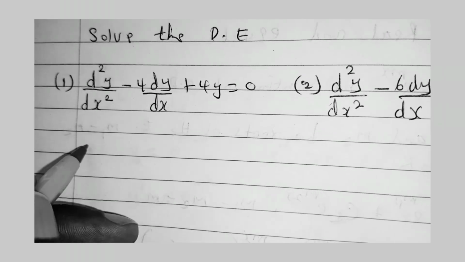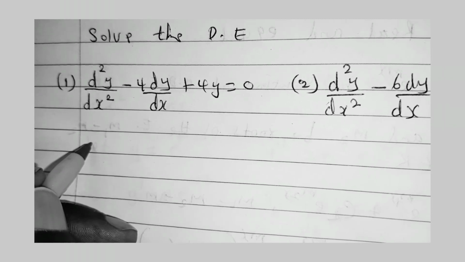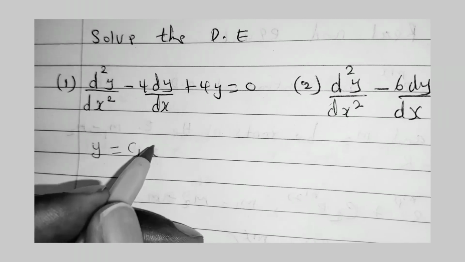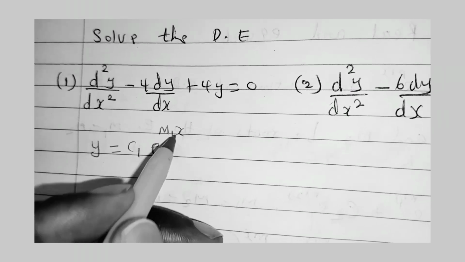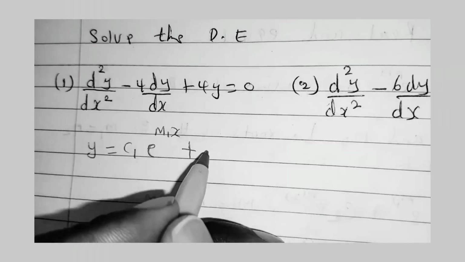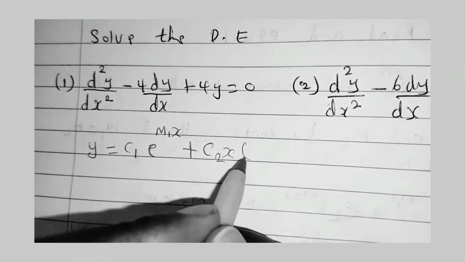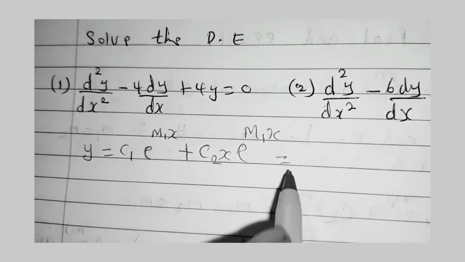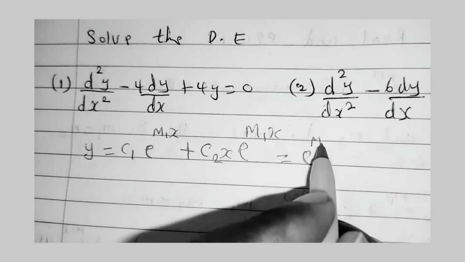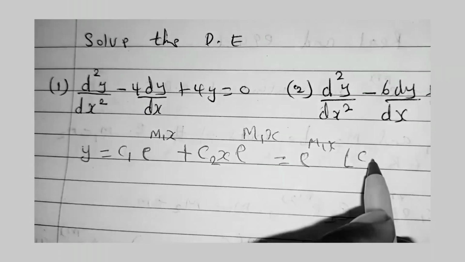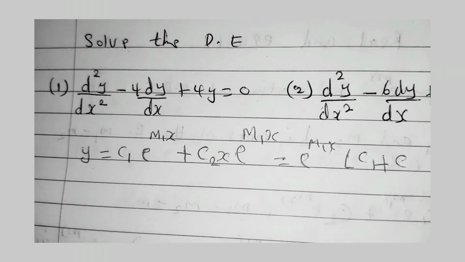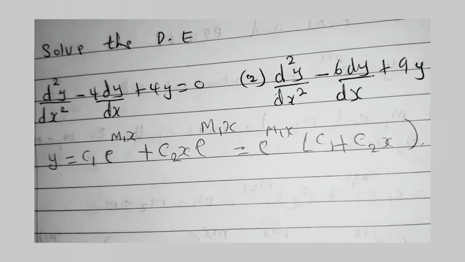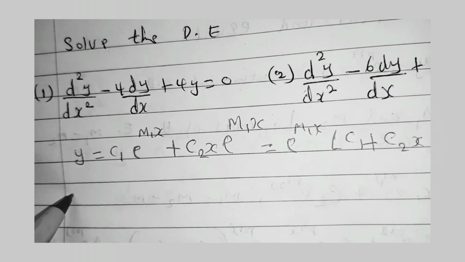So our solution, we expect our solution to be of this form: y is equal to c1 exponential m1x plus c2x exponential m1x, which can be written as exponential m1x into bracket c1 plus c2x.